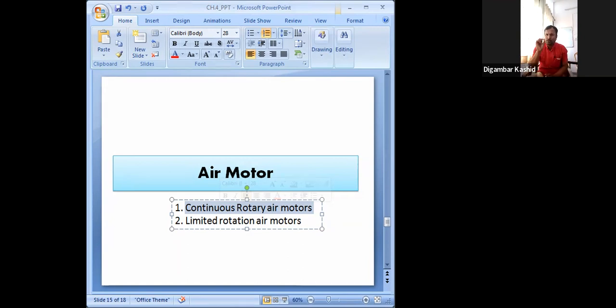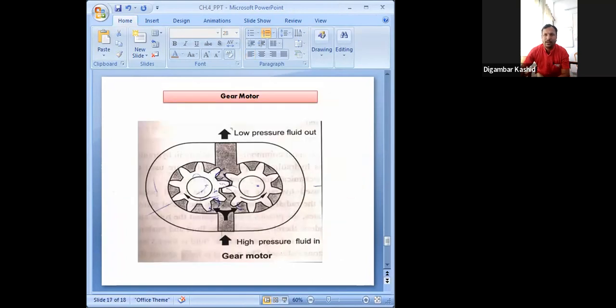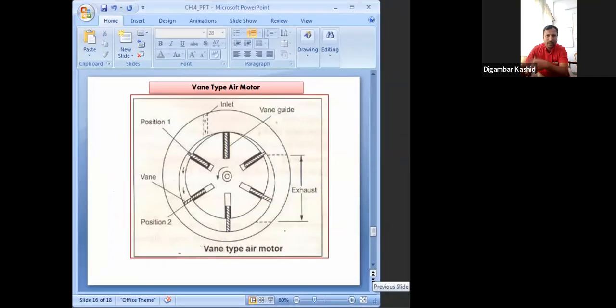And due to that only the force, or due to that only torque is going to be produced or generated, by the pressure of the air. Okay, and that pressure of the air will be against the teeth profile of your gear motor, because we know that the gear motor will have two meshed gears. Okay, so I will explain that gear motor here itself, so that for the vane type air motor we will come back.